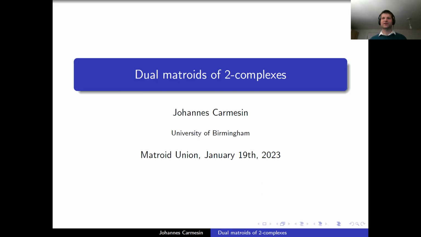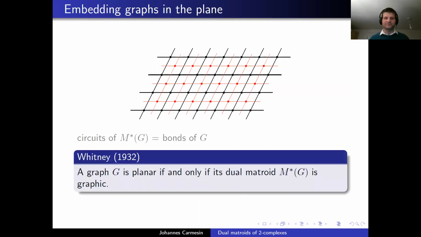Yes, so I would like to talk, right? So Whitney proved that a graph is planar if and only if the dual matroid is graphic. And I would like to talk about how this works in 3 dimensions. Okay, so let me start with a small introduction.